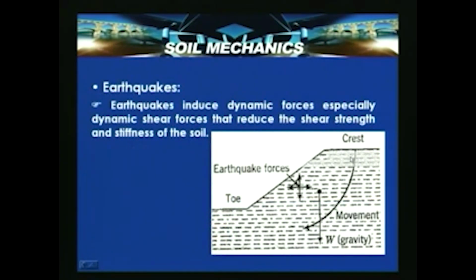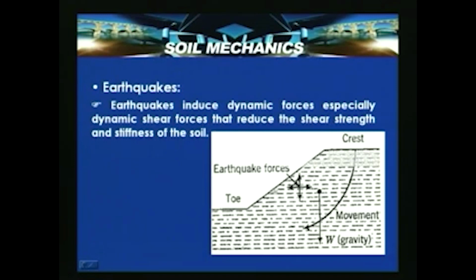Another cause which we discuss is earthquakes. Earthquakes induce dynamic forces, especially dynamic shear forces, which occur in very short duration, and that reduce the shear strength and stiffness of soil. Here these earthquake forces can act in either the vertical direction or the horizontal direction, and can induce movement and then failure of a particular slope.